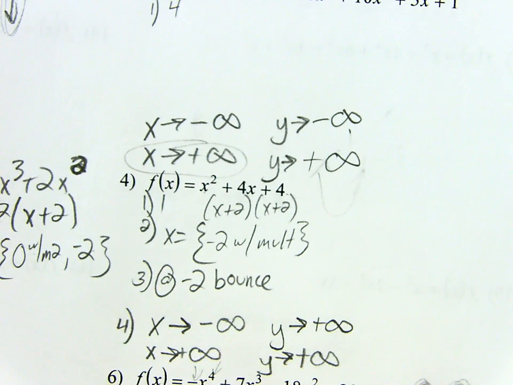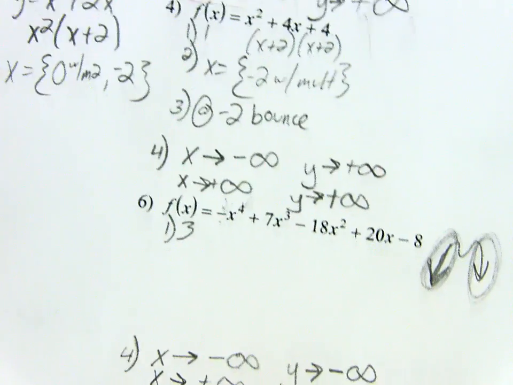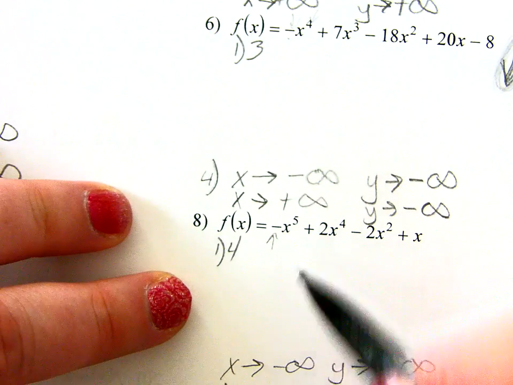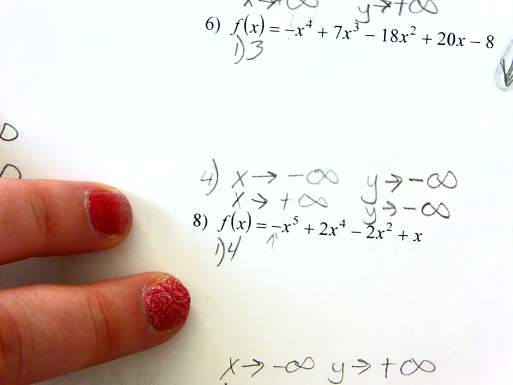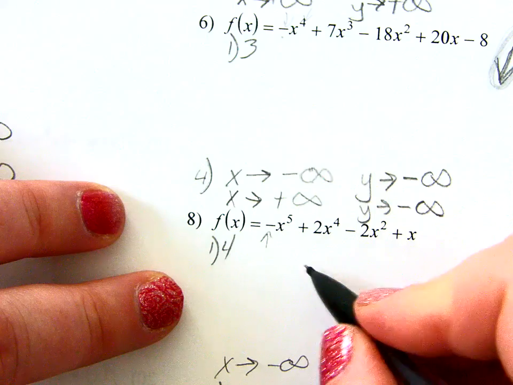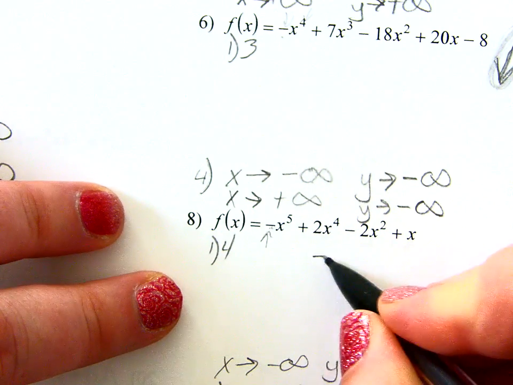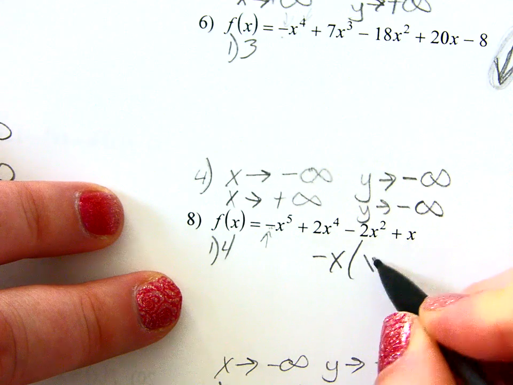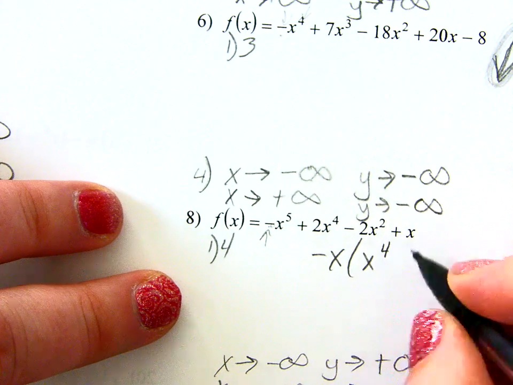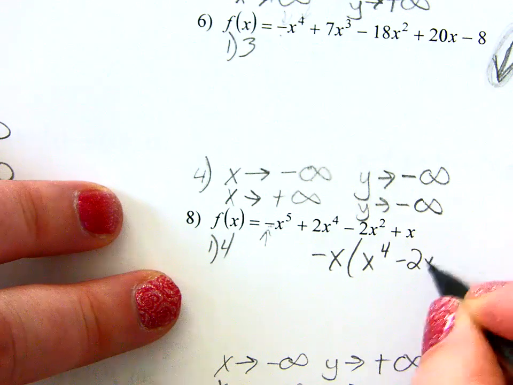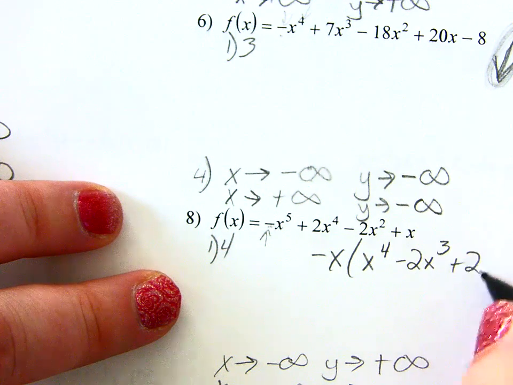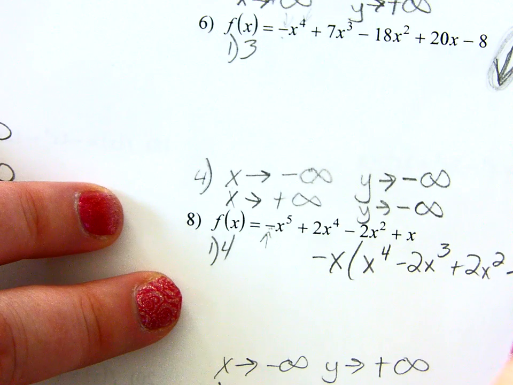Let's jump down to, I was thinking 8. All right, so if I'm looking at 8, first of all, what can I do to this thing? I can take out an x. In fact, you know what? I'm going to take out a -x because I don't like that my leading coefficient's negative. So I'll take out a -x and I'll leave it with positive x to the 4th minus 2x to the 3rd plus 2x squared minus x.